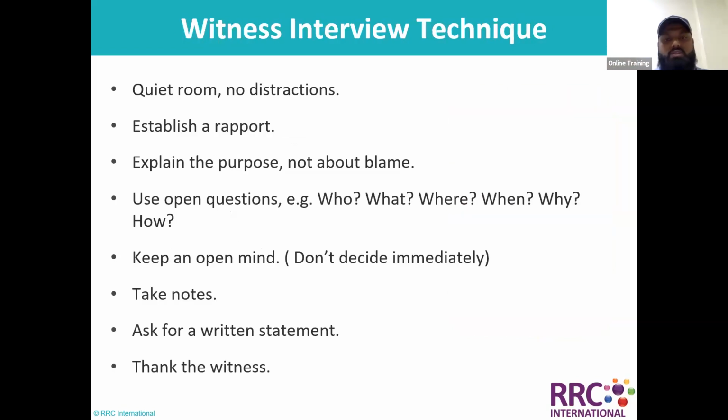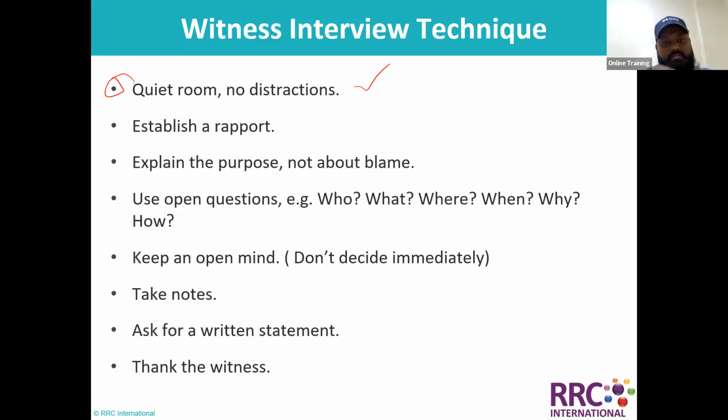First important thing, call them in a separate room. The room should be quiet. No distractions should be there. We even used to say there should not be any window, so that the interviewee, when you are taking his interview, does not start watching outside and lose his memory by watching outside. We don't want that. No distraction should be there.